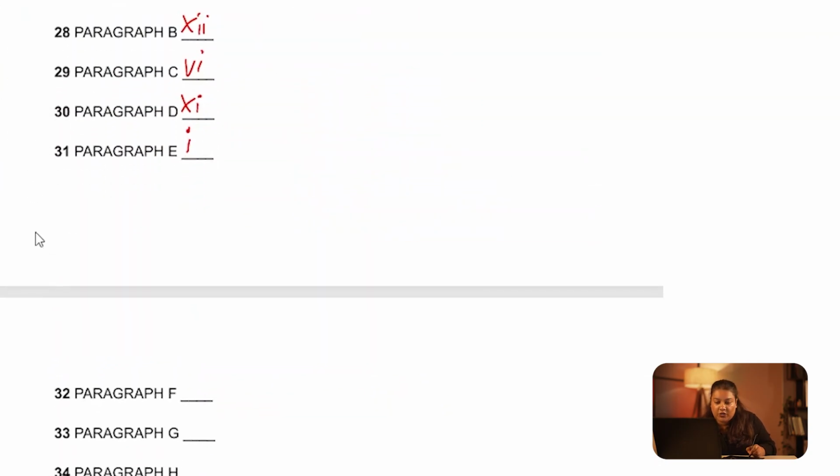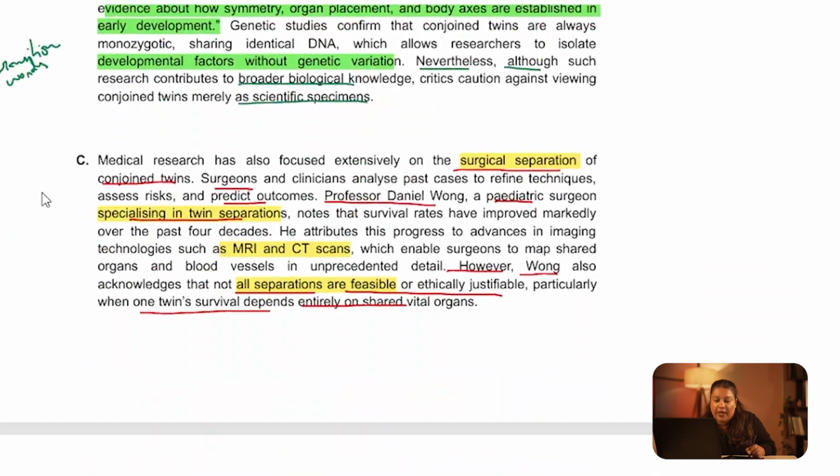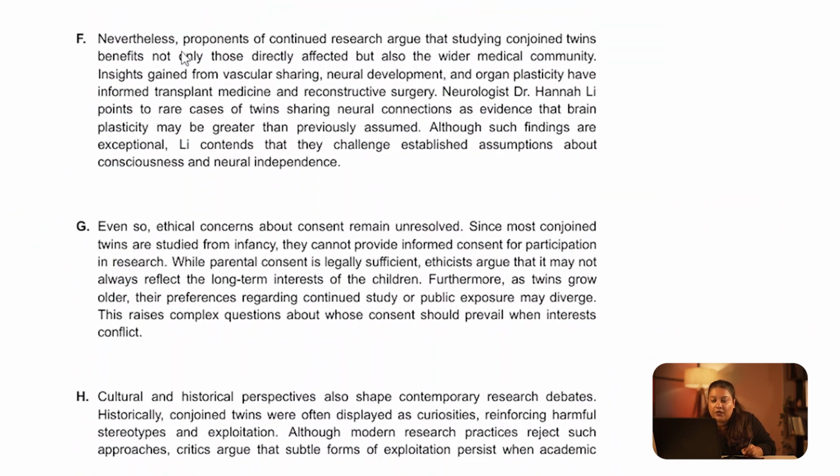Now let's move to question number 32. We'll find the heading for paragraph F. Nevertheless, proponents of continued research argue that studying conjoined twins benefits not only those directly affected, but also the medical community. And again, although is a transition word: such findings are exceptional. The author contends that they challenge established assumptions about consciousness and neural independence.